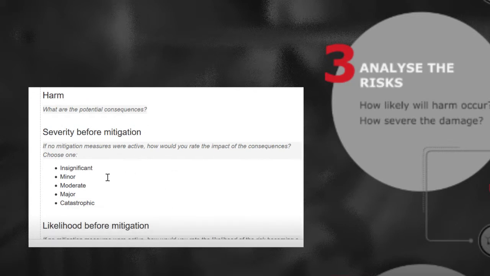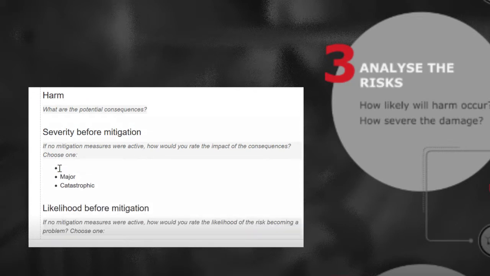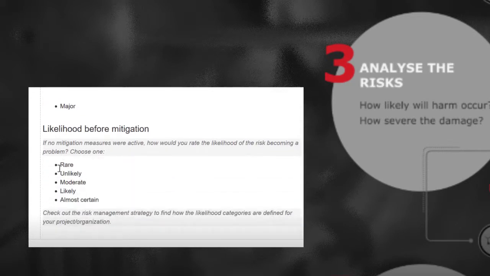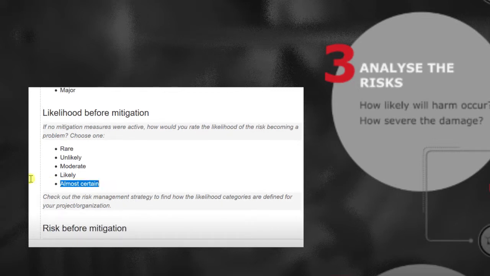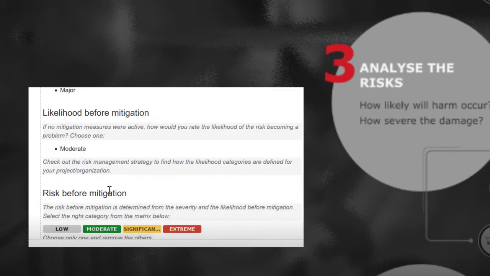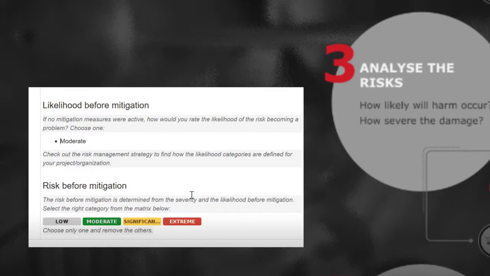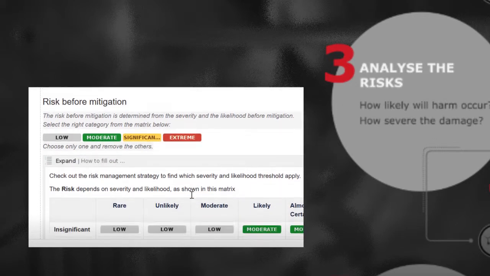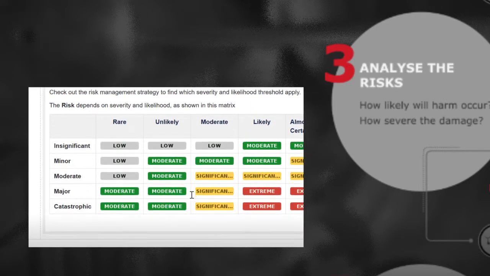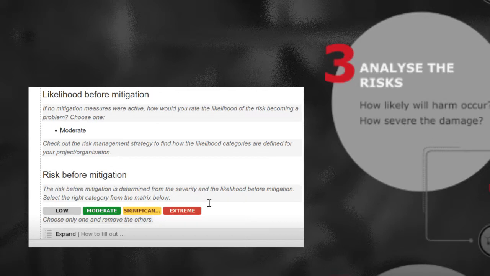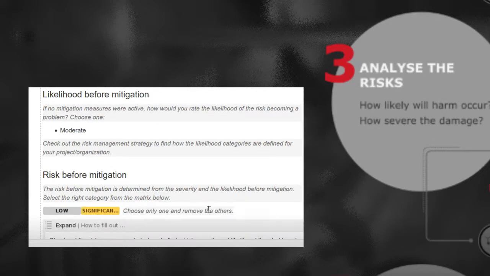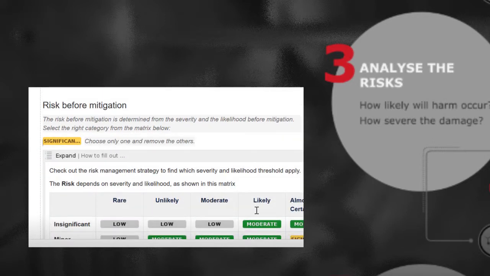We decide that the severity of this risk is major, and the likelihood of occurrence is moderate. Remember that our risk strategy defined precisely what those categories mean. With severity and likelihood determined, we can look up our risk rating in the table. It is significant, with the yellow traffic light color. Quickly remove the other risk ratings by pushing backspace. And we are finished with step 3.